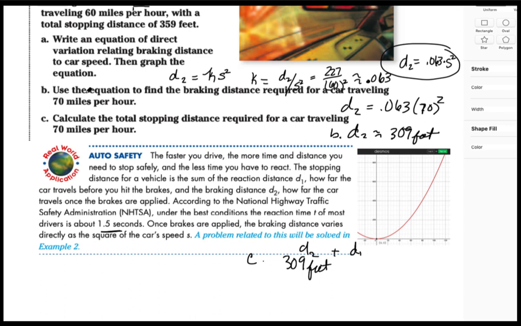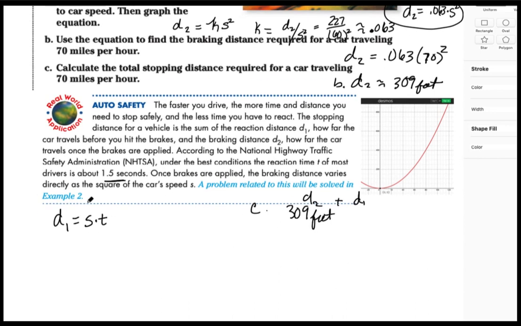So we have to keep in mind something. To find that d sub 1, which is distance, we have to remember that distance is equal to rate times time, or speed times time. So we know that the speed is going to be 70 miles per hour, and we know that the time is going to be 1.5 seconds.